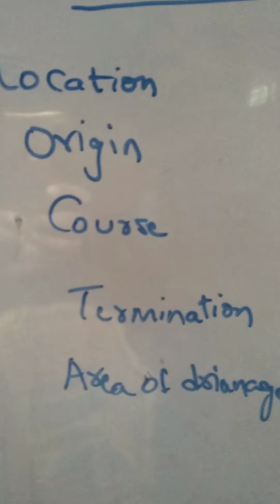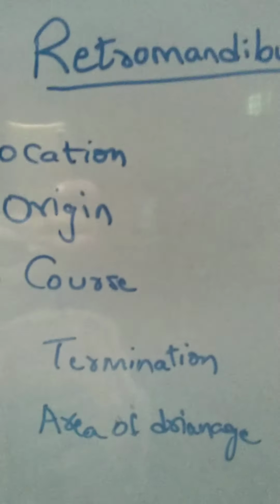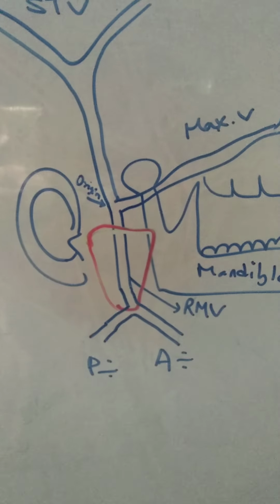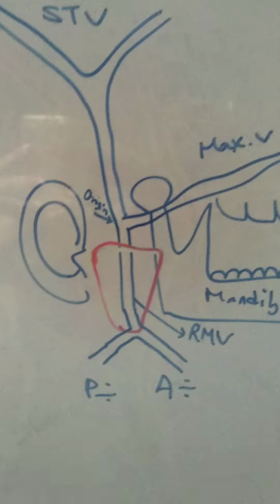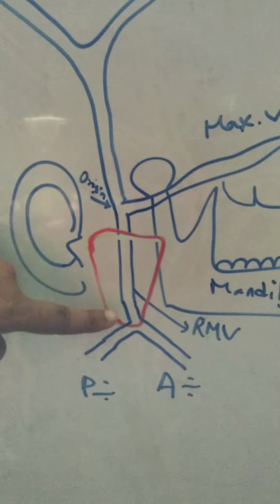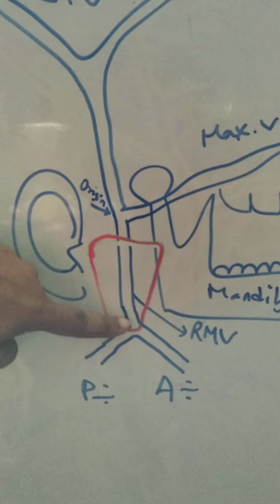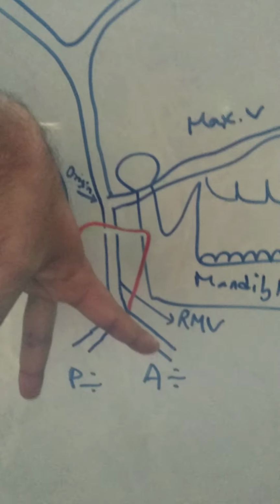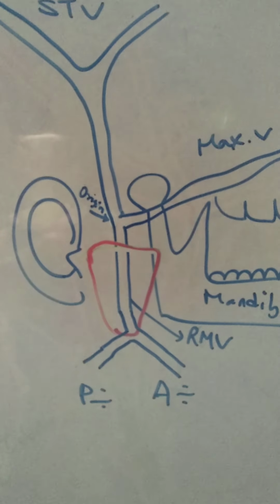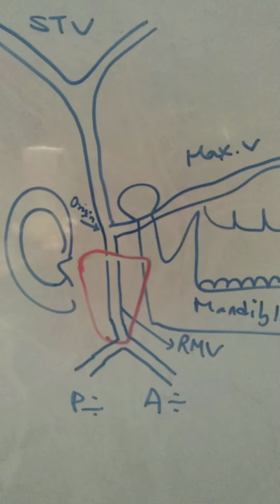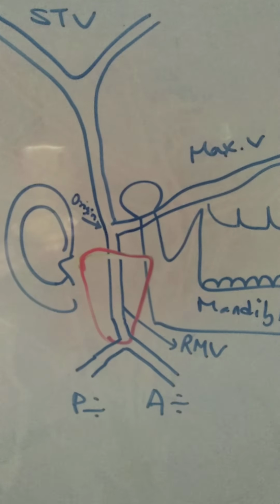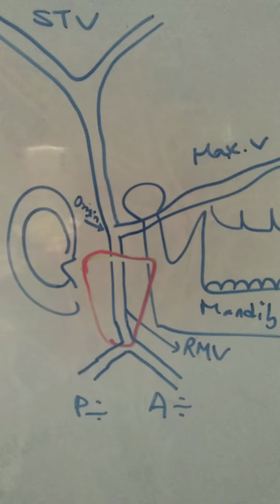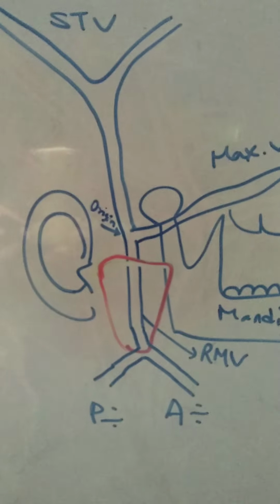The next subdivision is termination of the retromandibular vein. So where does it terminate? The termination of the retromandibular vein is happening near the apex of the parotid gland. You can see that clearly it's divided into two divisions: the anterior division of the retromandibular vein and the posterior division of retromandibular vein. So what is going to happen to this anterior division and posterior division? Let's see.